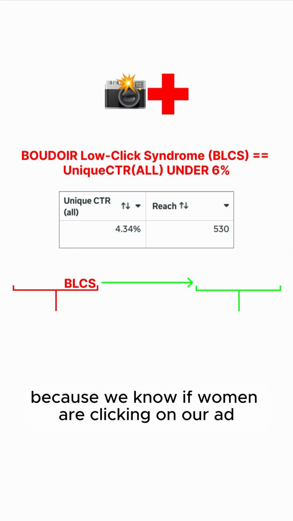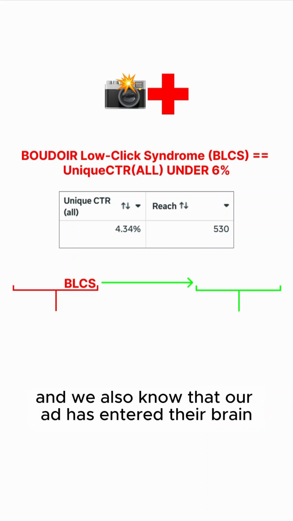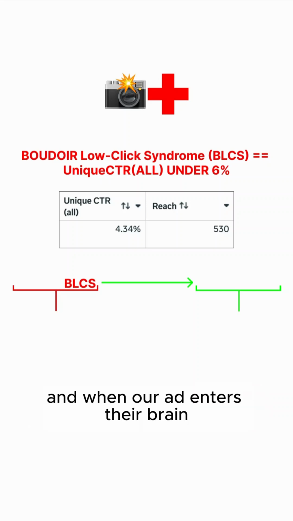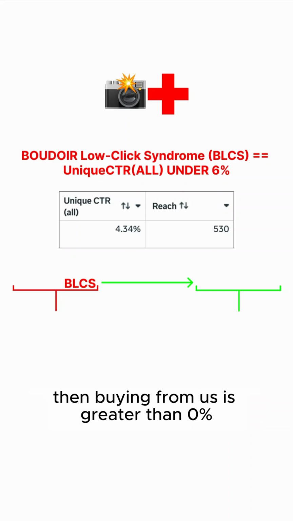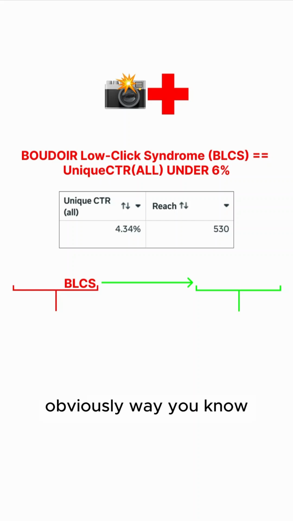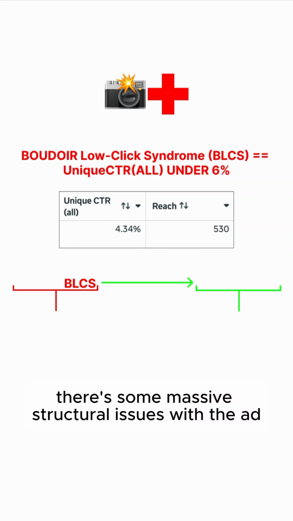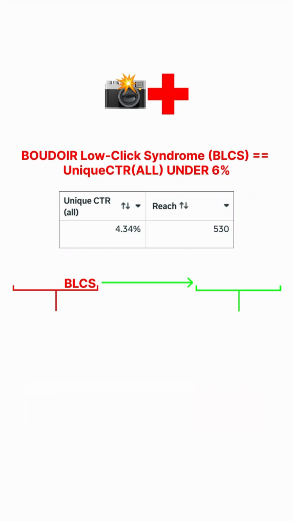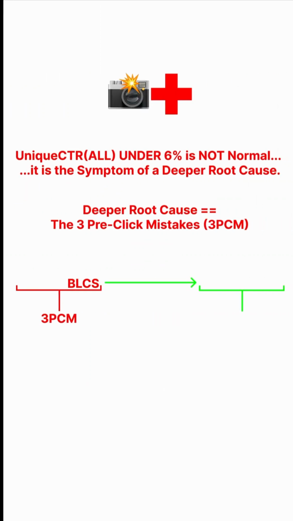And we care about this because we know if women are clicking on our ad, then they're not scrolling by. And we also know that our ad has entered their brain. And when our ad enters their brain, that is the only chance that them buying from us is greater than 0%. So we need to get this number up as high as possible. Obviously, get it up above 6%, because under 6%, there's some massive structural issues with the ad. And it should never be below 6%. 6% is like the bare minimum.